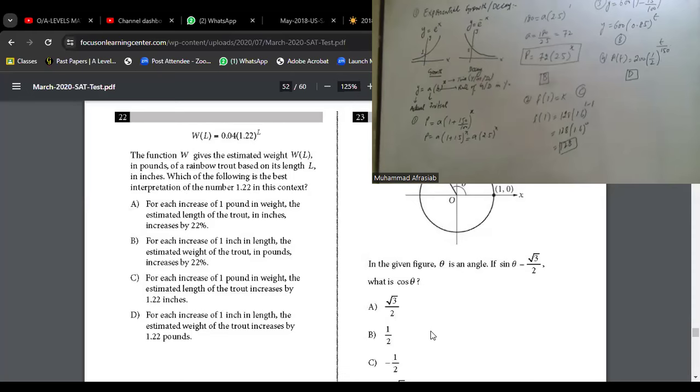W of L is equal to 0.04 into 1.22 power L. The function W gives the estimated weight in pounds of a rainbow trout based on the length L in inches. Which of the following is the best interpretation of the number 1.22 in this context? Because there is a relationship between weight and length, for an increase of 1 inch in length, the estimated weight of the trout is going to increase by 22%. So choice A is the answer of this question number 22.